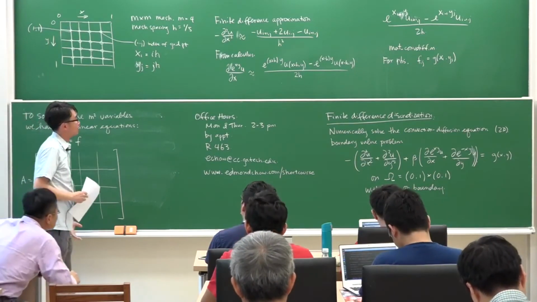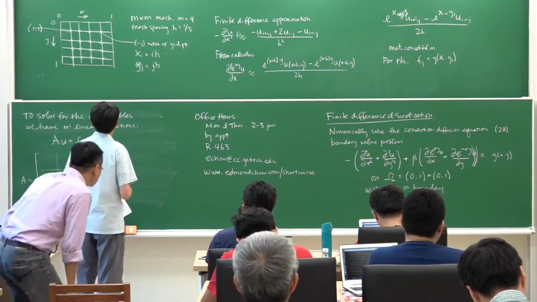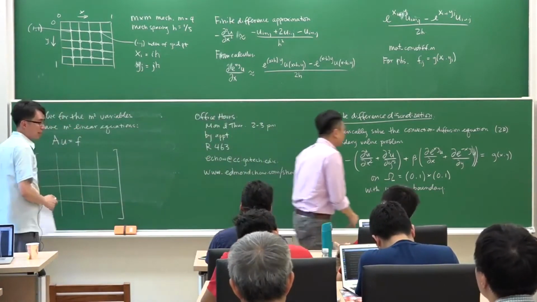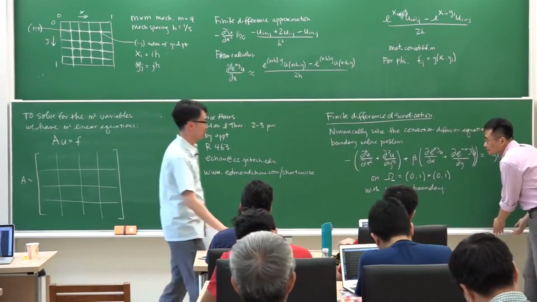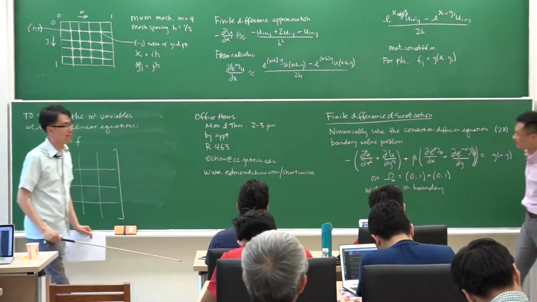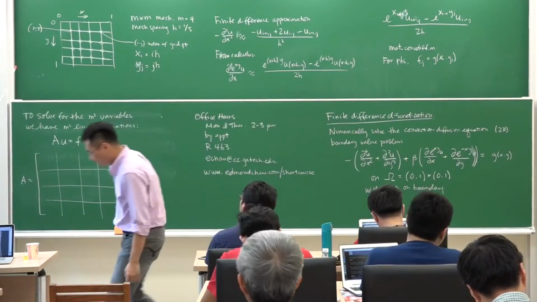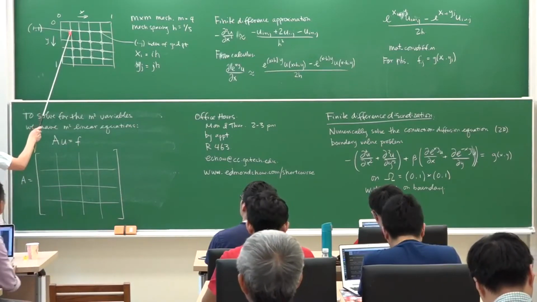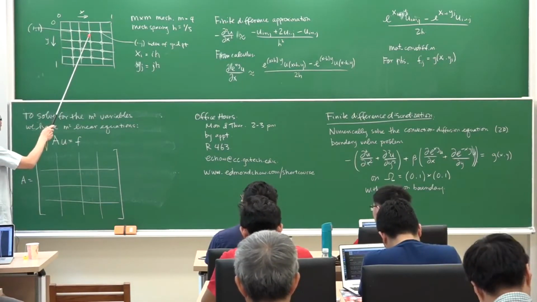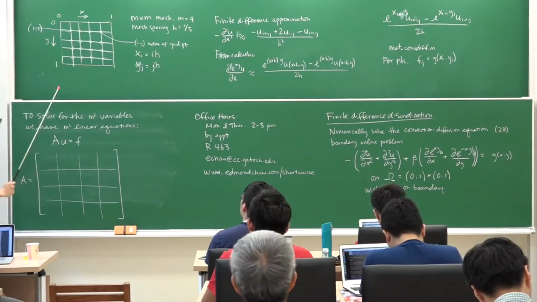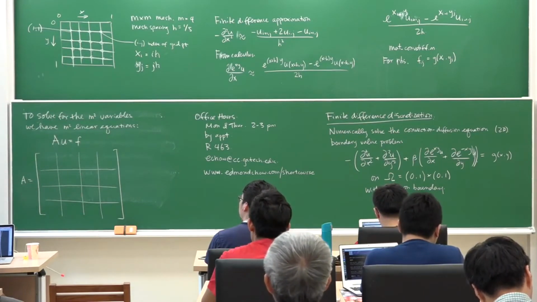I don't know if I can bring that down. All right, so I will now use the pointer. You can write this in your notes. The ordering of the grid points we're going to use is this one: 1, 2, 3, 4, 5, 6, etc. So this is called the natural ordering.